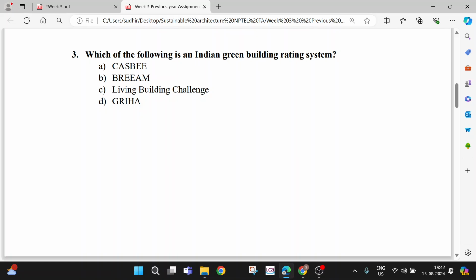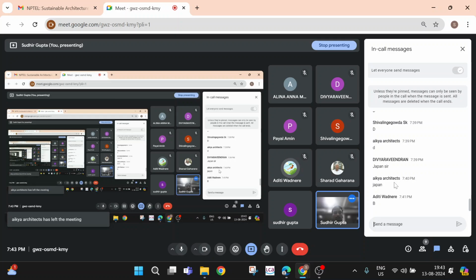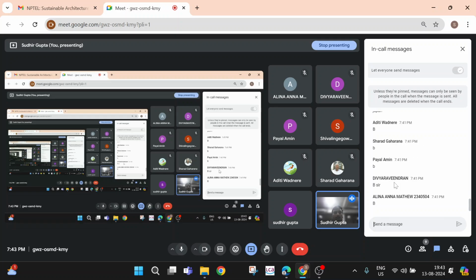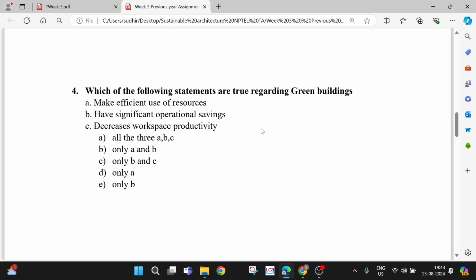Okay, then try to give the answer to question number 4. Which of the following statements are true regarding green buildings? Option B, sir. Only A and B. How many of you are answering option B? So option B is the right answer for this one. That is green building concepts.